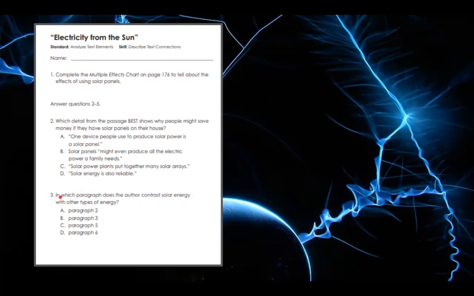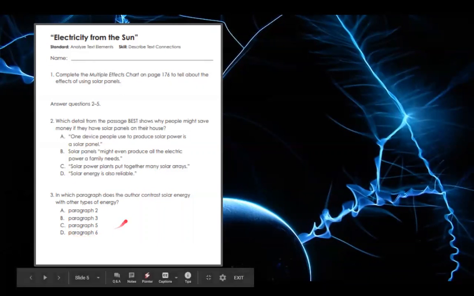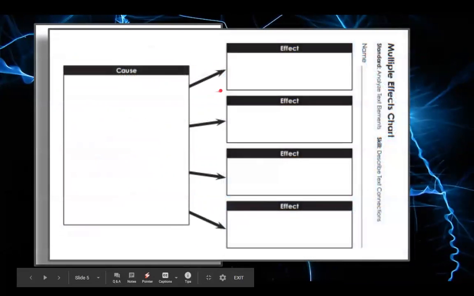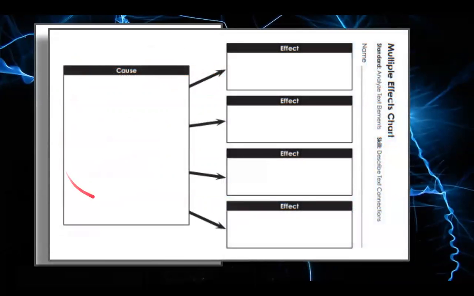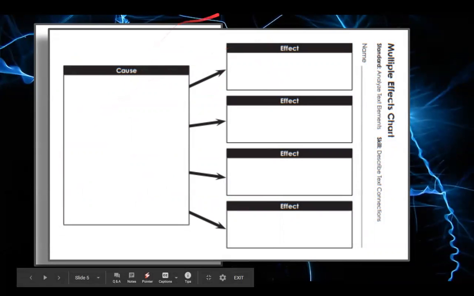Here's the next question to think about while you listen to the story again. In which paragraph does the author contrast solar energy with other types of energy? So contrast means they're talking about how it's different from other types of energy. And the answers could be paragraph 2, paragraph 3, paragraph 5, or paragraph 6. Here is the multiple effects chart. You'll be thinking of a cause and then the several effects that happen from this one cause.